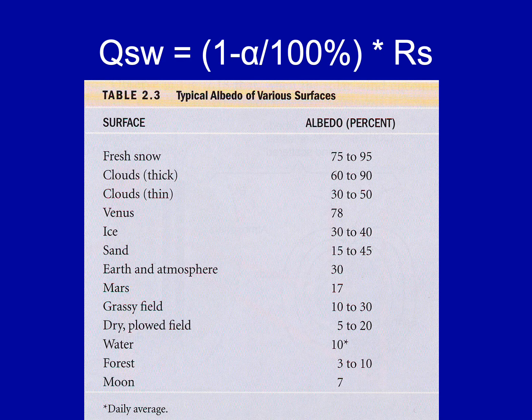Albedo refers to the reflectivity of the Earth's surface to solar radiation. So you can see that things like snow and clouds up here have very high albedo, reflecting away most of the incoming solar radiation, while exposed soil has a much lower albedo.